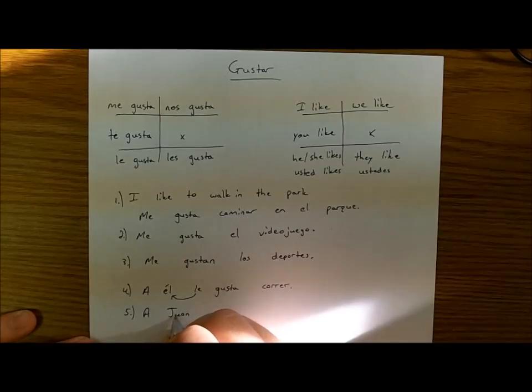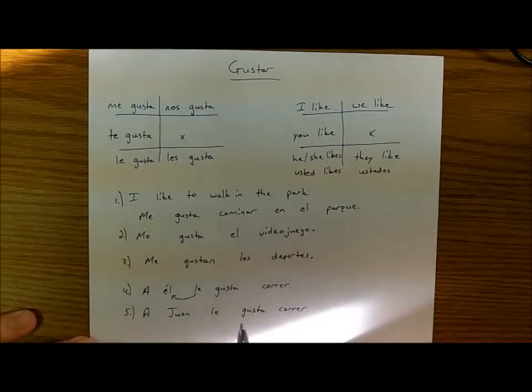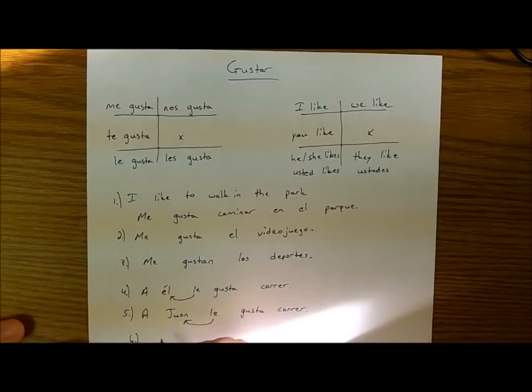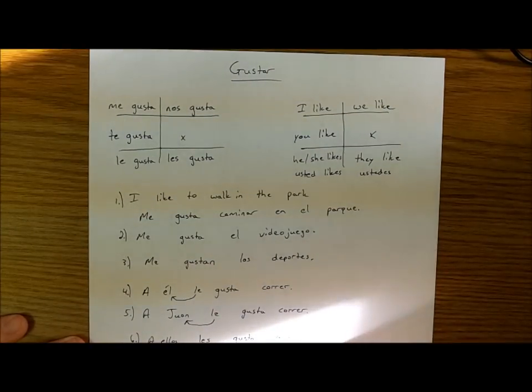Okay, let's use it with a name now. A Juan le gusta correr. Once again, the le is relating to Juan, showing that Juan is the one that likes to run. Now let's use an example with les. A ellos les gusta correr. This sentence is saying that they like to run. And we know it's a they and not ustedes or two names because we have the a ellos, the les referring to it. So that is why we have these specifiers.